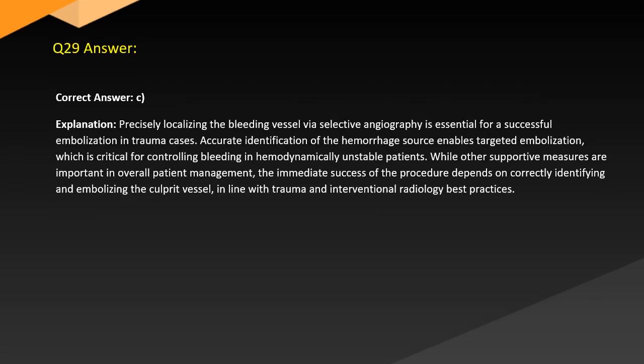Answer. Correct answer: C. Explanation. Precisely localizing the bleeding vessel via selective angiography is essential for a successful embolization in trauma cases. Accurate identification of the hemorrhage source enables targeted embolization, which is critical for controlling bleeding in hemodynamically unstable patients. While other supportive measures are important in overall patient management, the immediate success of the procedure depends on correctly identifying and embolizing the culprit vessel in line with trauma and interventional radiology best practices.